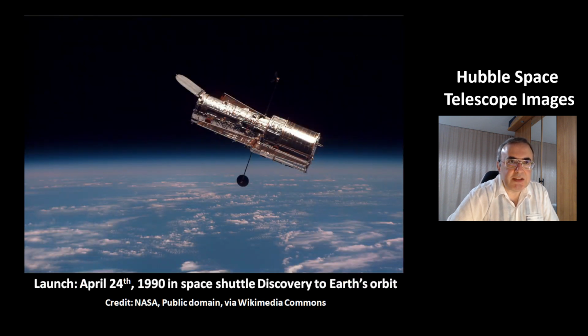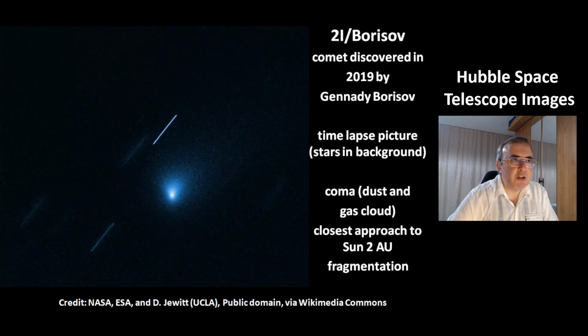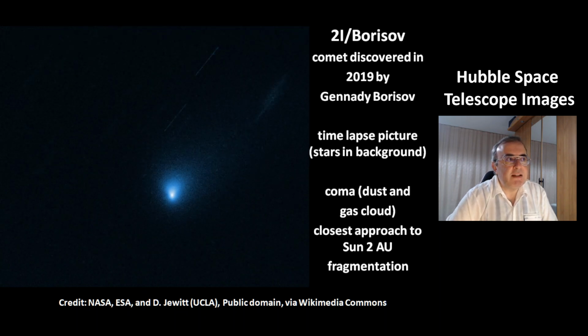This Hubble Space Telescope was launched on April 24th, 1990, on the Space Shuttle Discovery to Earth's orbit. This is a picture of the comet 2I Borisov, discovered in 2019 by Gennady Borisov. This is a time-lapse picture. The quickly moving objects are stars in the background. And in the middle you can see the coma, a dust and gas cloud of this comet.